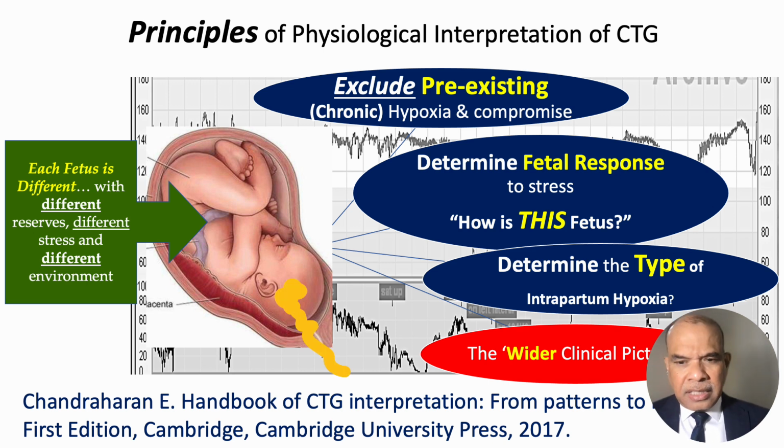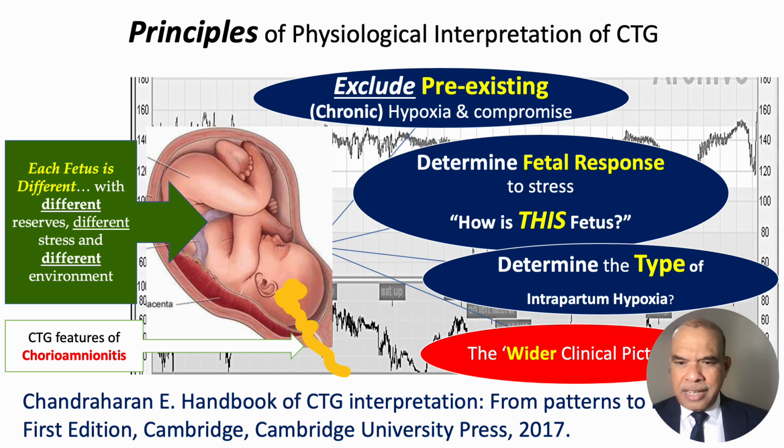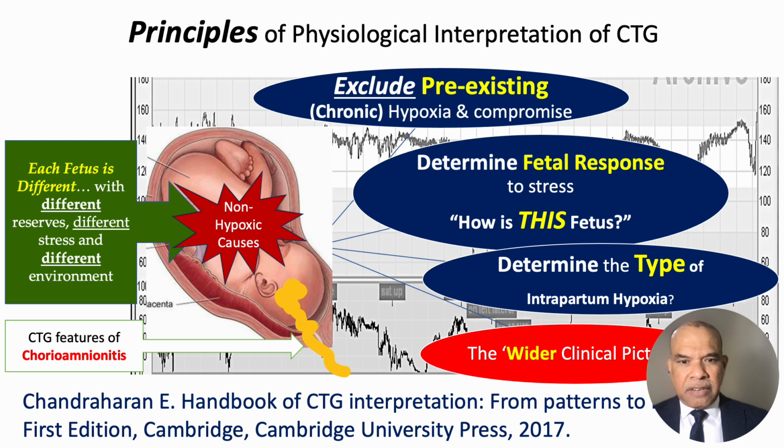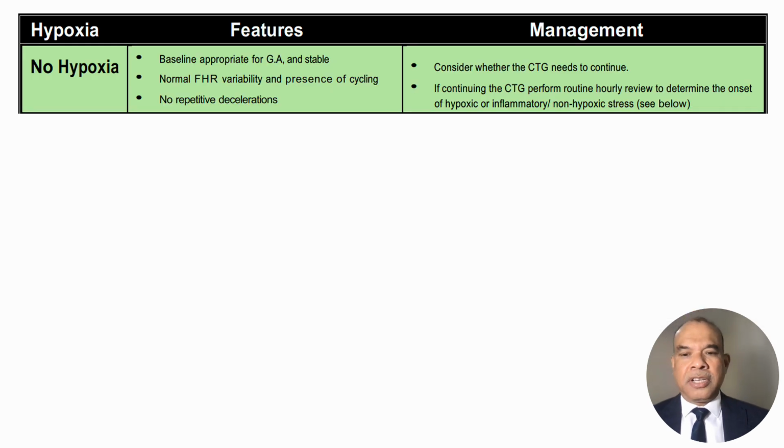And now in this updated guideline, we have also added chorioamnionitis, which was not there in the first guideline in 2018, only because we didn't want to include something without scientific evidence to back it up. And now we have got scientific evidence to back it up. And then you have non-hypoxic causes. So let's go through this guideline.